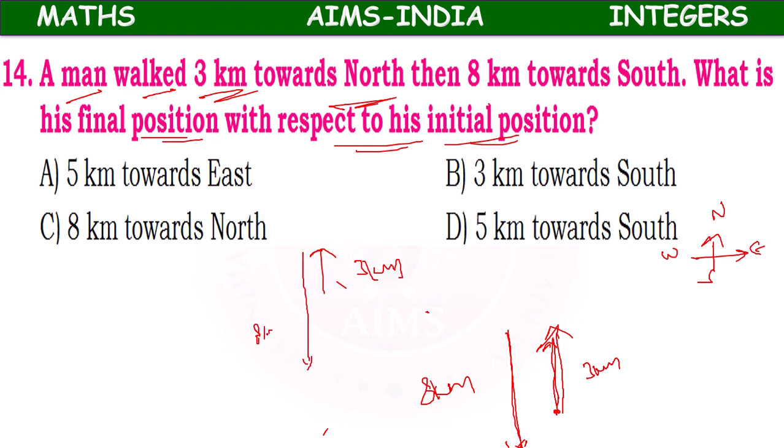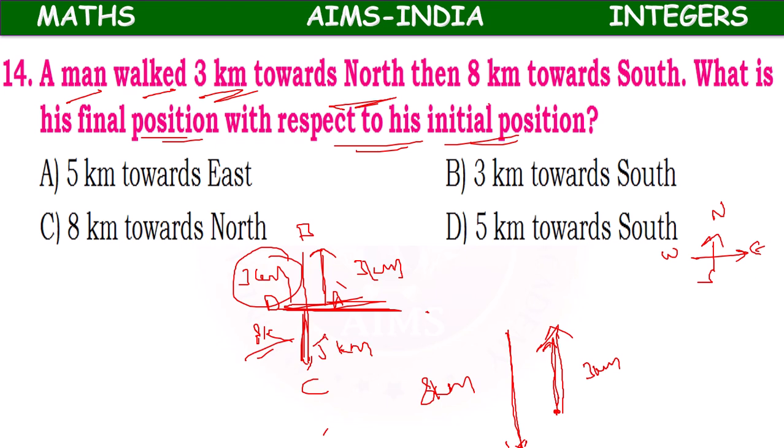If this is A position, he went up to B position. From B position he came to C position. But up to here this distance equal to 3 kilometers. Suppose this distance is D, BD equal to 3 kilometers. Out of 8 kilometers, upper part is 3 kilometers. Remaining lower part will be 5 kilometers.